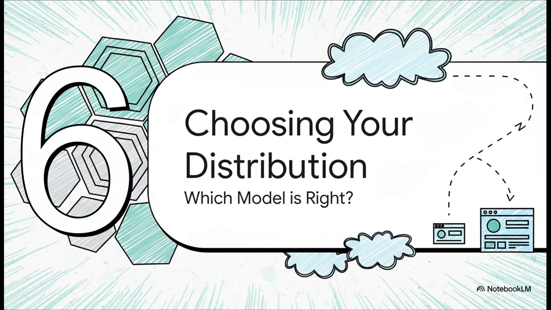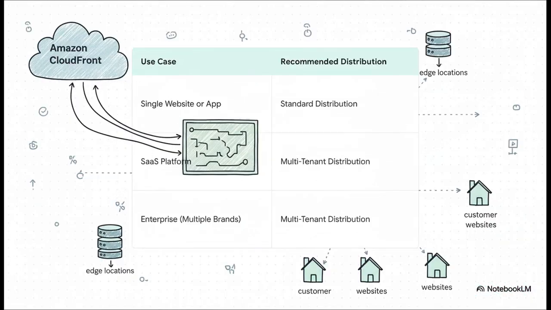So with all that said, how do you actually choose? Which path do you go down? Well, at the end of the day, it really just comes down to your specific use case. This table makes it pretty straightforward. If you're just managing a single website or a single app, hey, the standard distribution is still your best friend. It's simple and it works great.